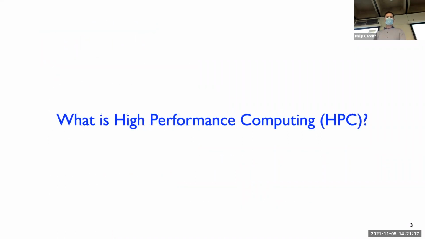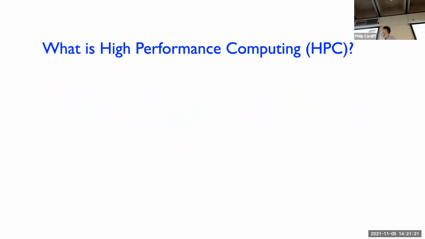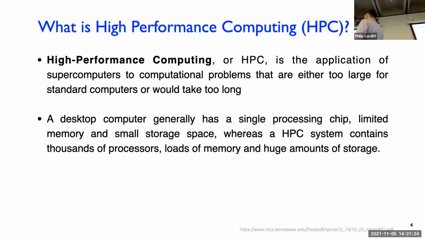Okay, so what is high performance computing, or HPC? This is a pretty vague definition. I was looking for ones online. This is probably the best, and it's pretty vague. So it's the application of supercomputers, and they have to be defined in some way. So the application of supercomputers to computational problems that are either too large for standard computers or would take too long. But that's still pretty vague. It's just to give you a general idea of what high performance computing is.